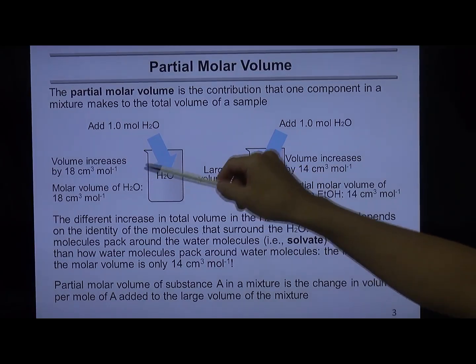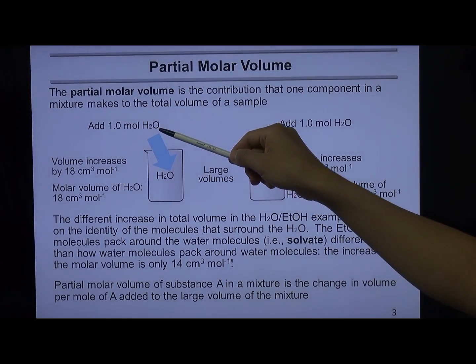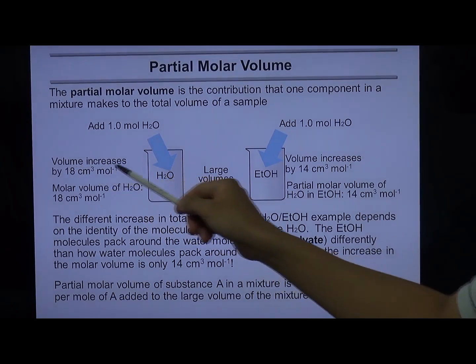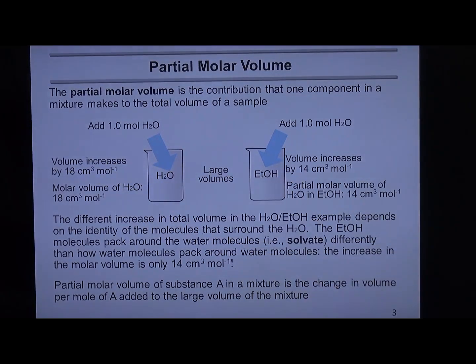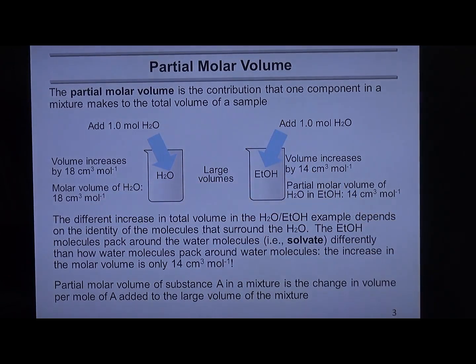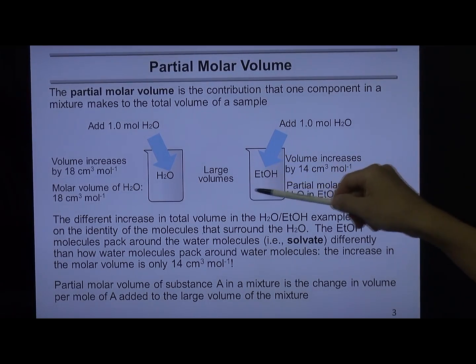Let's say that we have a large amount of water, H2O. Okay? And we add 1 mole of H2O to this large amount of water. And we observe that total volume increases by 18 cubic centimeters per mole. Okay? So, the molar volume of H2O is 18 cubic centimeters per mole. Okay? Very simple. Let's say another case. We have a large amount of ethanol, EtOH.